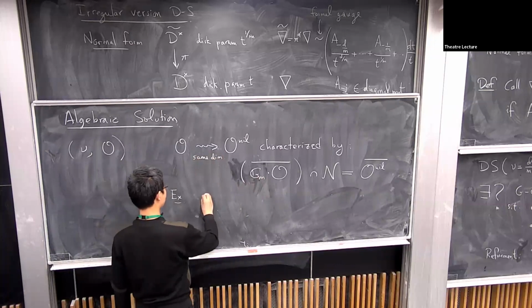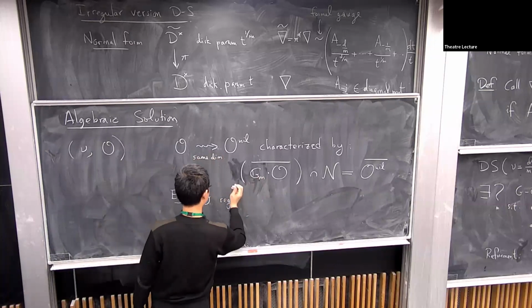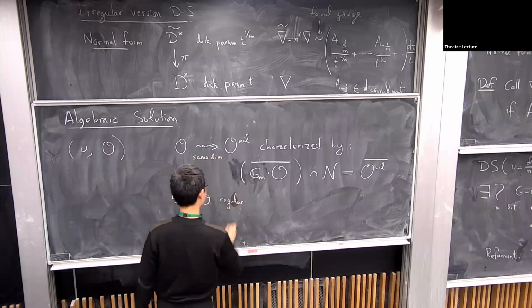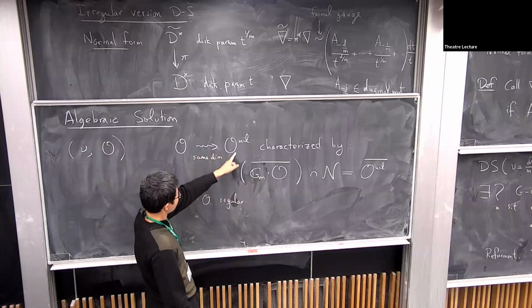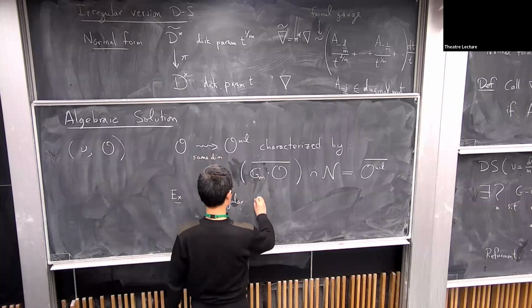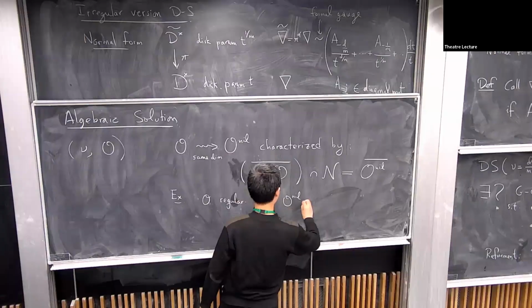So if you start with the regular semi-simple, or in fact, any regular adjoint orbit, then because the dimension has to match, this also has to be the regular nilpotent orbit.